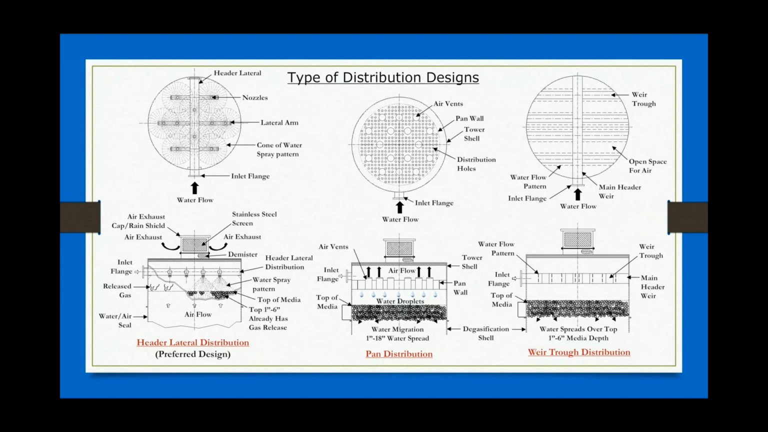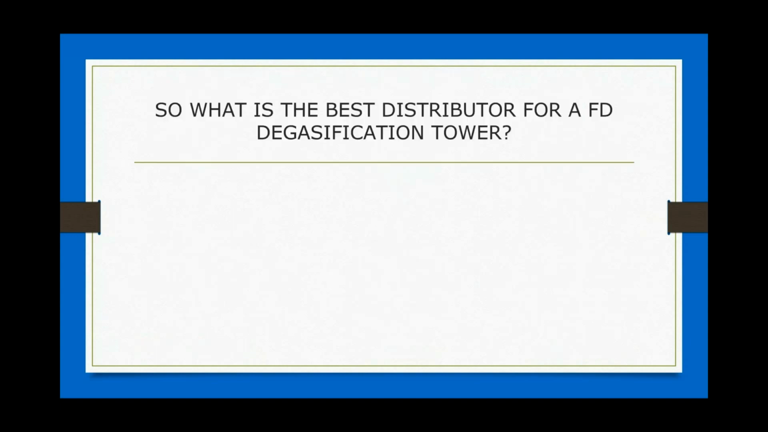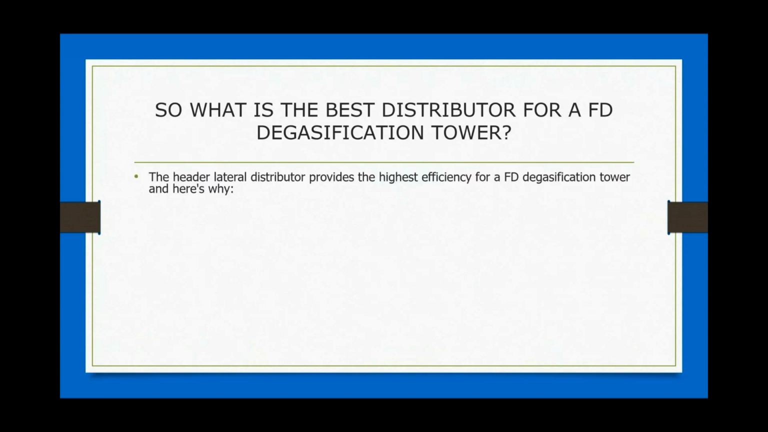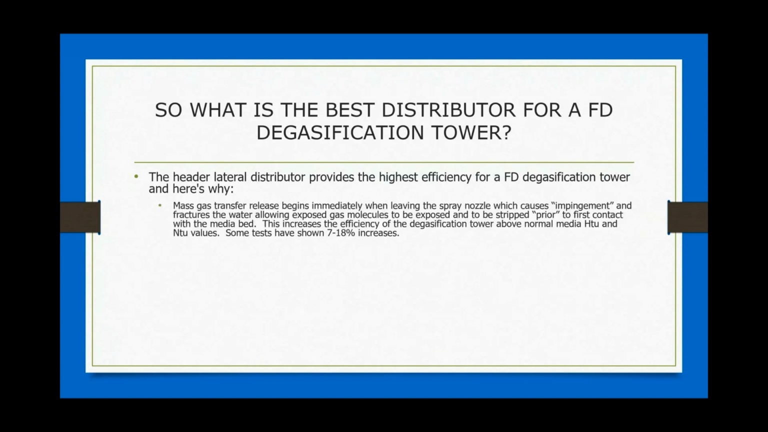So those are the three primary distribution systems that you'd see in a forced draft degasification tower, induced vacuum, or air stripping tower for that matter. So what is the best distributor for a forced draft degasification tower? We prefer the heterolateral distributor, and it provides the highest efficiency for forced draft degasification, and here's the reason why. The mass gas transfer that we mentioned earlier begins immediately when leaving a spray nozzle, because it causes both impingement and fractures the water, allowing the gas molecules to be exposed and stripped prior to even first contacting the media bed.